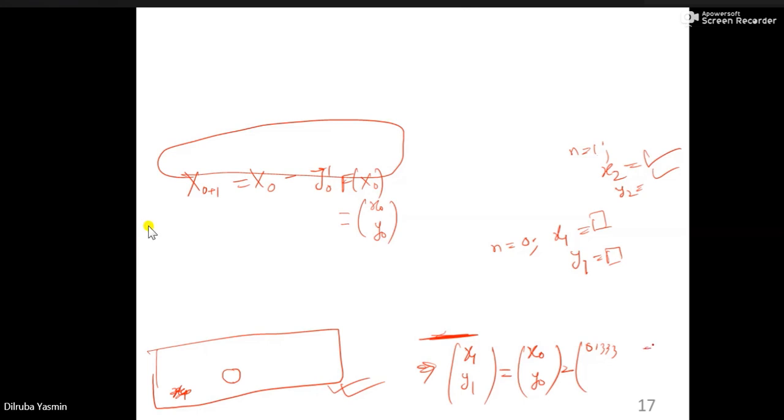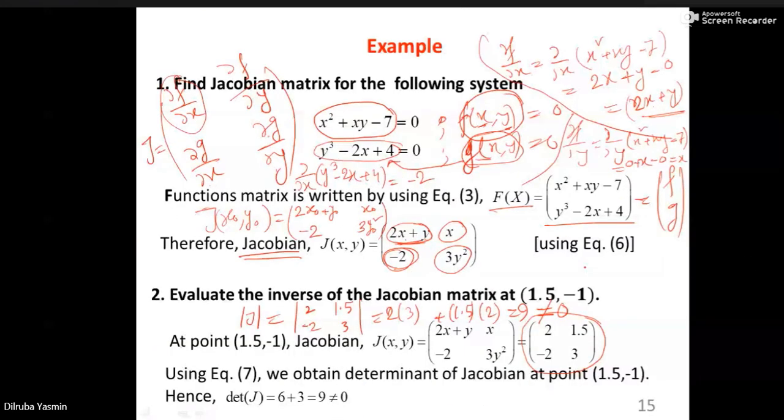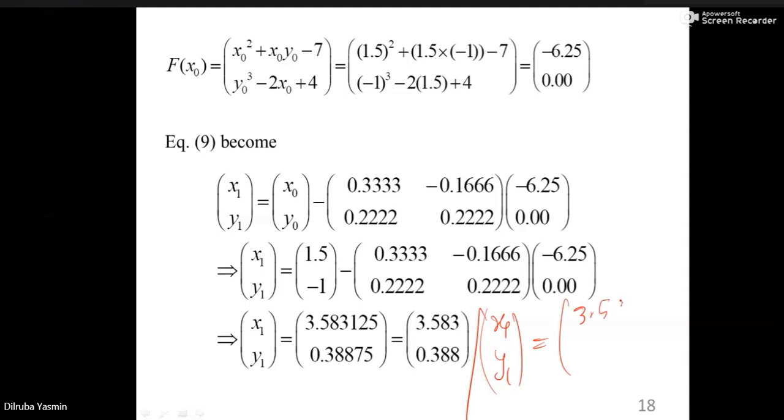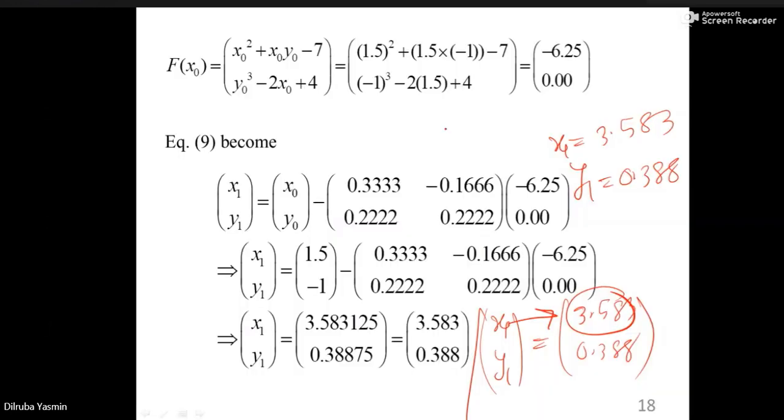Here n equal to 0. So x naught squared plus x naught y naught, and you get 0.583, 0.388. So the value of x1 is exactly this one, and the value of y1 is 0.388. So after doing one iteration, you have to consider n equal to 0, and you will get x1, y1.